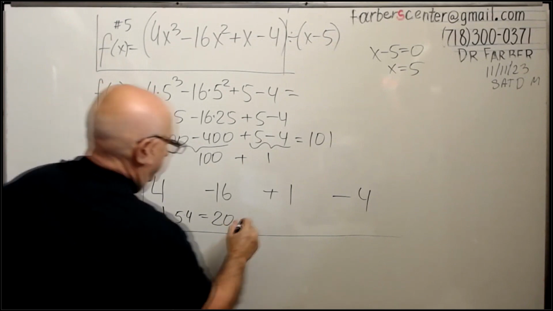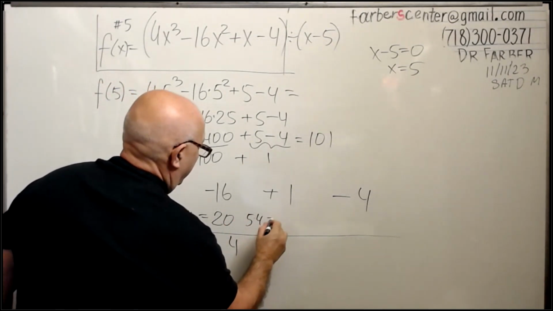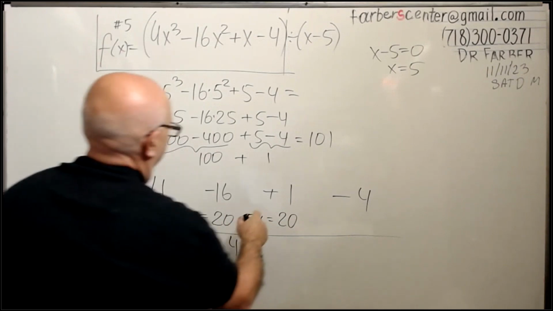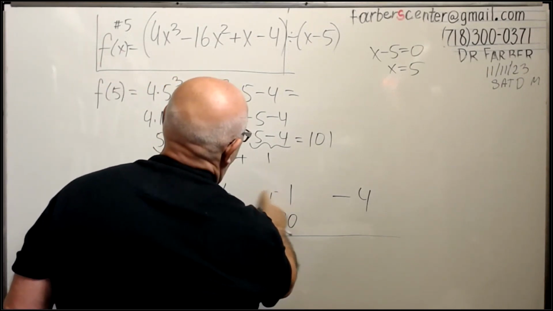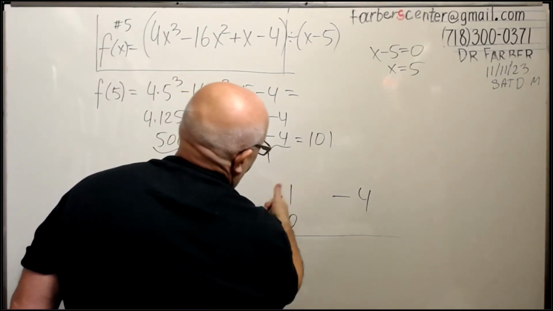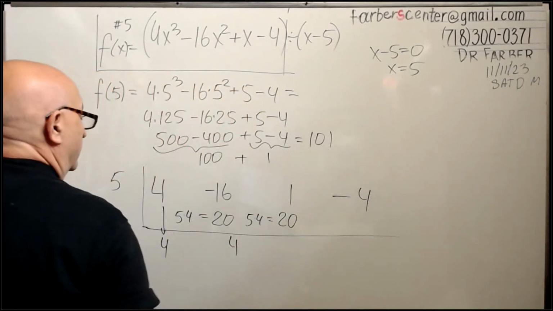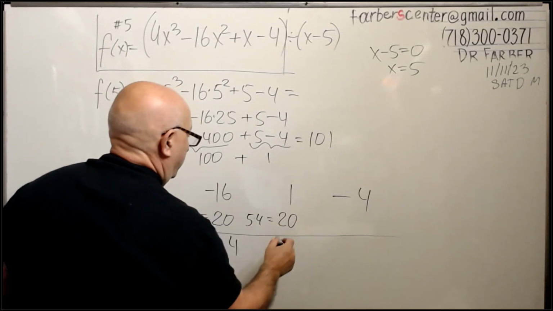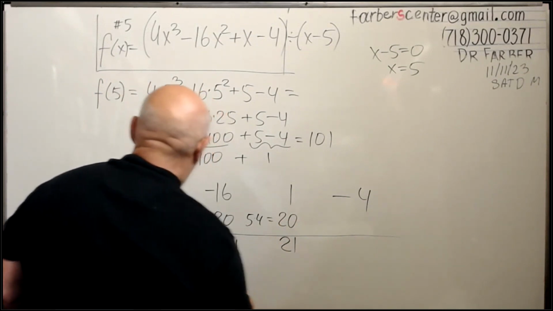5 times 4 equals 20. For the row here, negative 16. Not necessary to write plus 1. You can write plus 1, but by default it's plus 1. So 1 plus 20, 21.